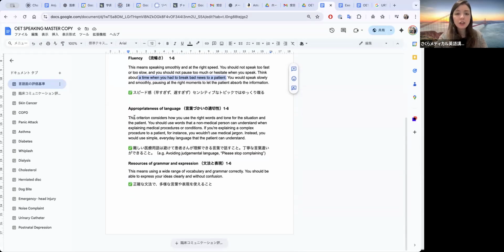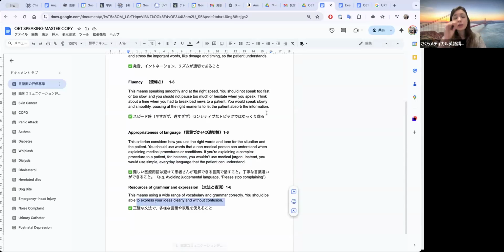Appropriateness of language, so choosing the right words and tone for the situation. So you should use words that a non-medical person can understand when explaining medical procedures or conditions. If you're explaining a complex procedure to patients, for instance, you wouldn't use medical jargon. Instead, you would use simple everyday language that the patient can understand. And resources of grammar and expression. So a wide range of vocabulary and grammar. You should be able to express your ideas clearly and without confusion.